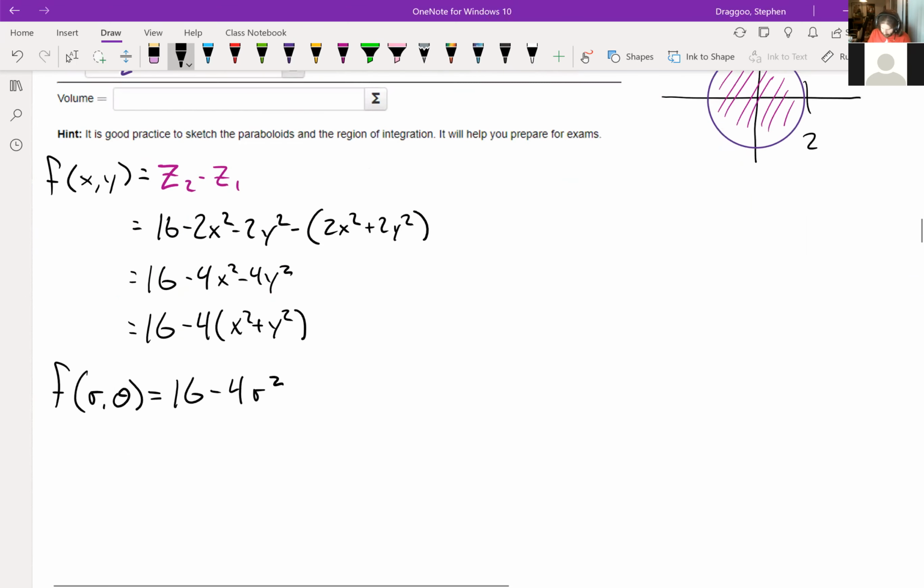So let's actually compute that double integral. Zero to 2 pi, zero to 2 of 16 r minus 4 r cubed dr d theta.